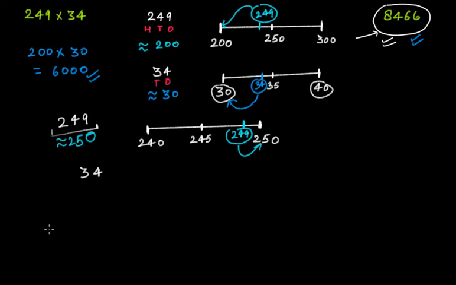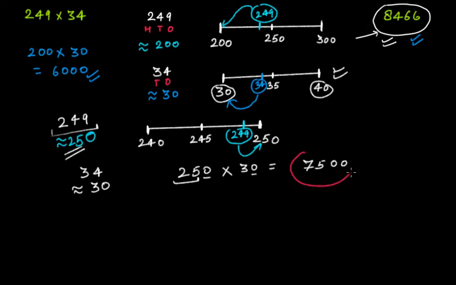This is 34, and if we round off 34 to its nearest 10, from here we can see that it's 30. So now if we multiply 250, that is, we have rounded off 249 to its nearest 10, it's 250 times 30. So this value will be, you have two zeros, so put two zeros here, and then 3 times 25, this will be 7500.